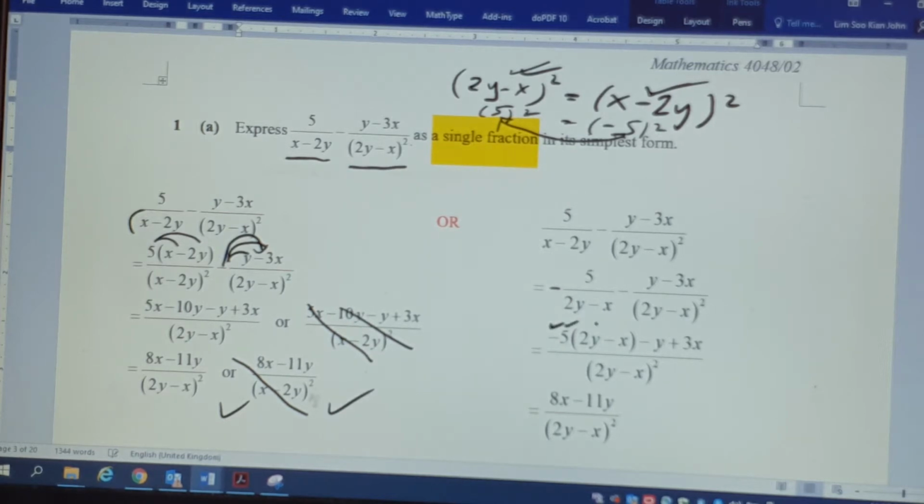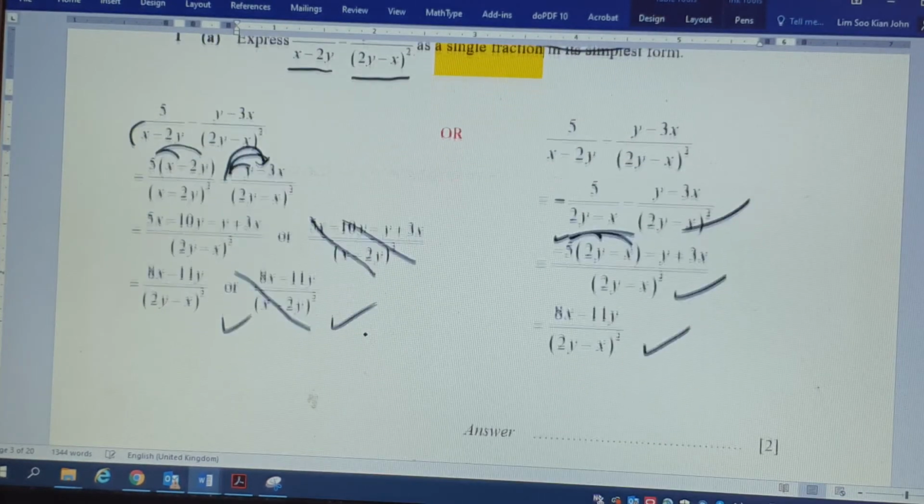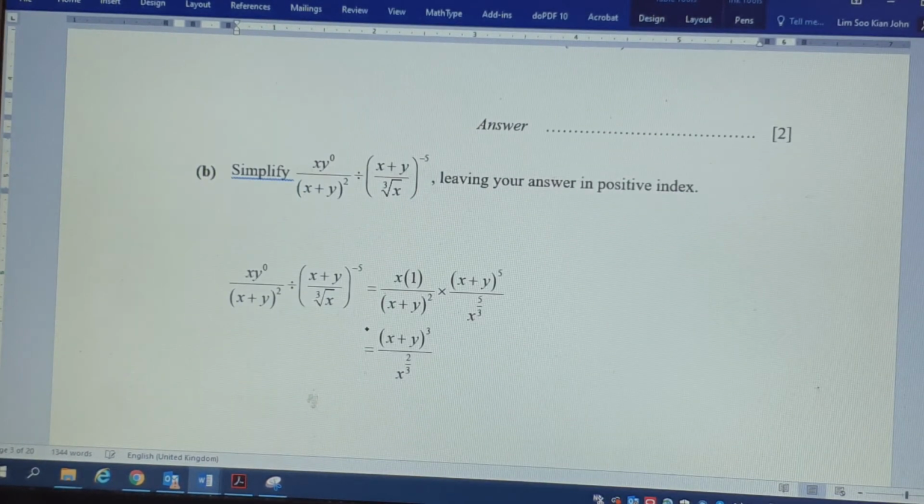Okay, and if you do times 2y minus x, because you want 2y minus x, then you go and expand, you will get the same answer. Okay, now go and practice this because it will surely come out. Making single fraction will come out either in paper 1 or paper 2.